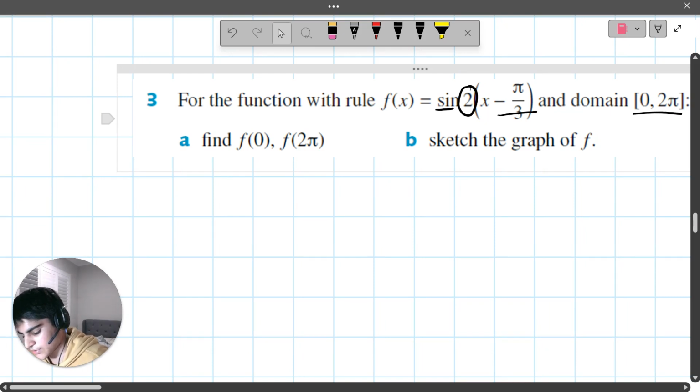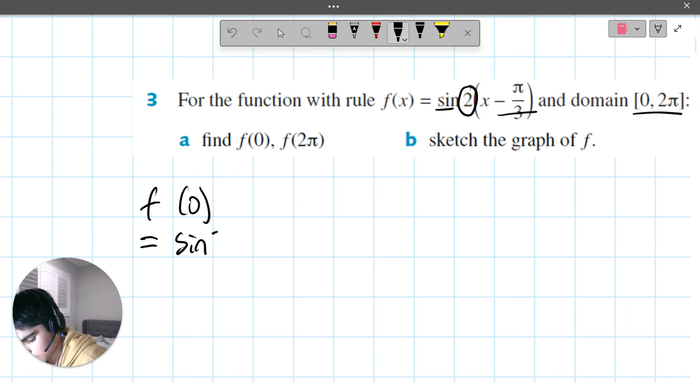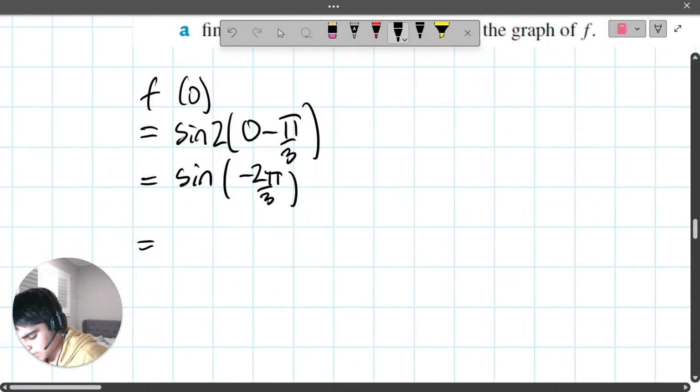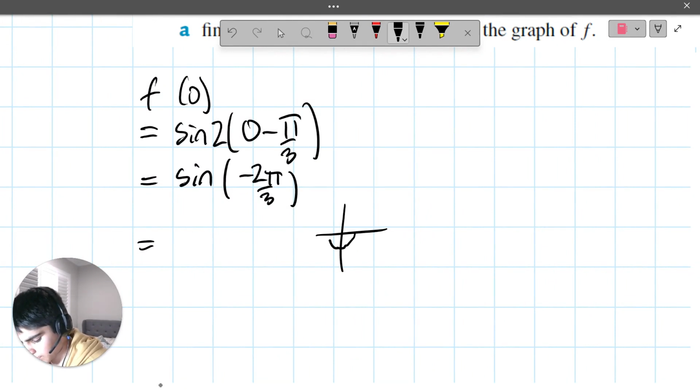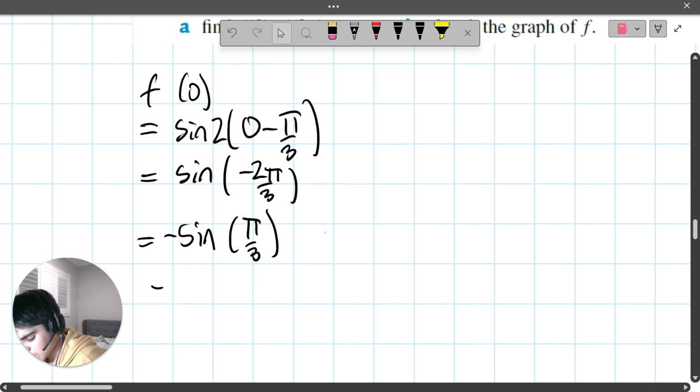Okay, let's find f of 0 and f of 2 pi. f of 0 equals sine of 2 times 0 minus pi on 3. This equals sine of negative 2 pi on 3. Now if we look at a diagram here, negative pi on 3, pi on 3, negative 2 pi on 3, the reference angle is pi on 3 in the negative, so this is equivalent to negative sine pi on 3, which equals negative root 3 on 2.